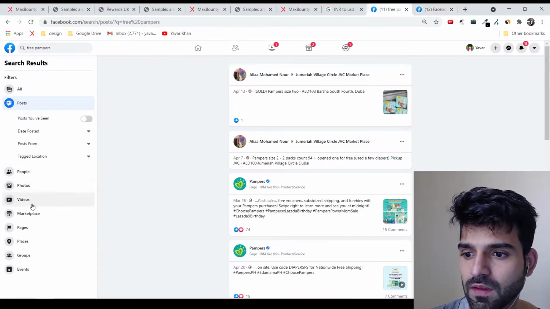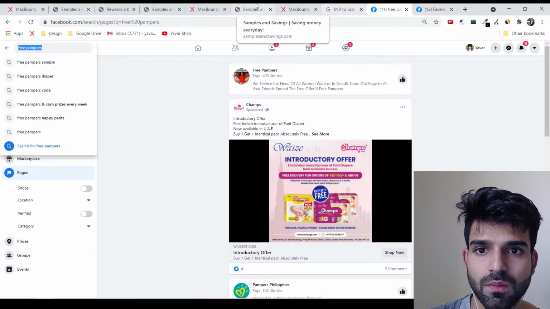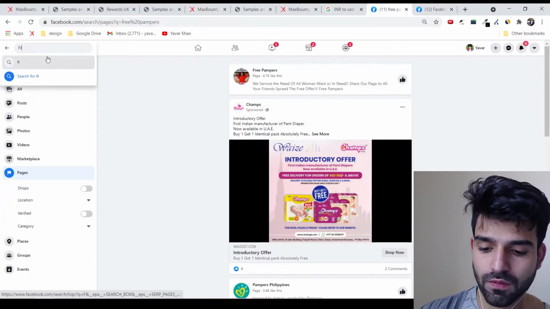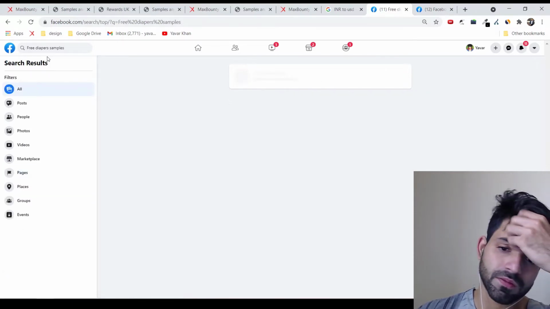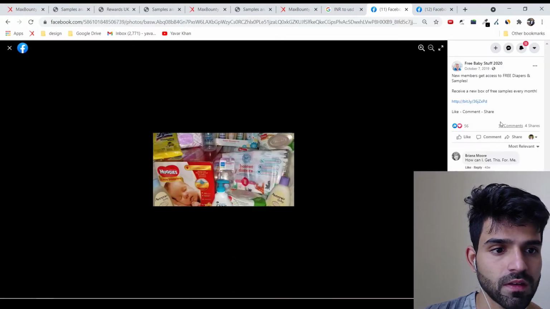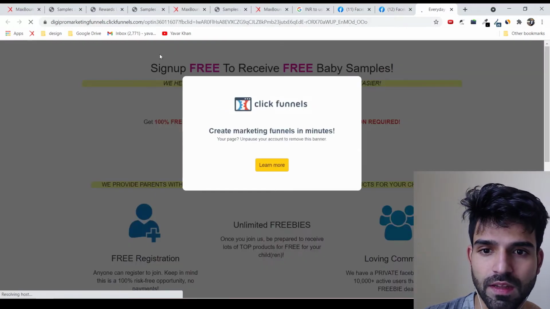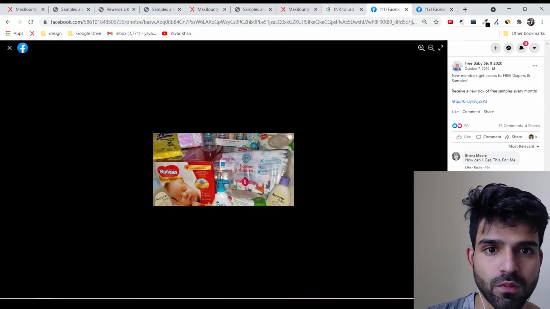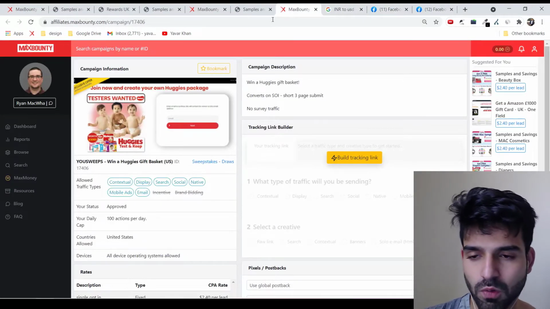Go on pages, free. If I go back on MaxBounty, free diaper samples. See, same thing, it's the same link, right? I believe, yeah, it's the same link. So people are making a lot of money with this. I've seen people making $200 to $300 with this. Just put your email ID and do it.